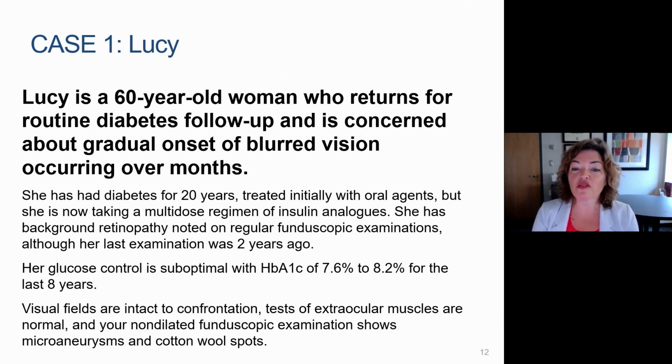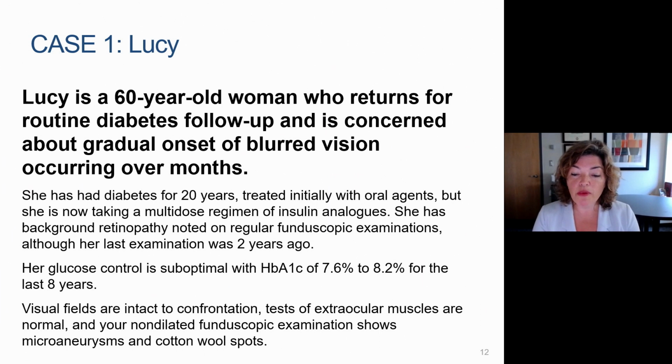Lucy is a 6-year-old woman who returns for routine diabetes follow-up. She's concerned about gradual onset of blurred vision occurring over months. She's had diabetes for 20 years, so red flag, she has microvascular disease. It's almost impossible to avoid. She's treated initially with oral agents, but she's now taking a multi-dose regimen of insulin analogs. She has background retinopathy. We already know that. And her last exam was about 2 years ago, unfortunately.